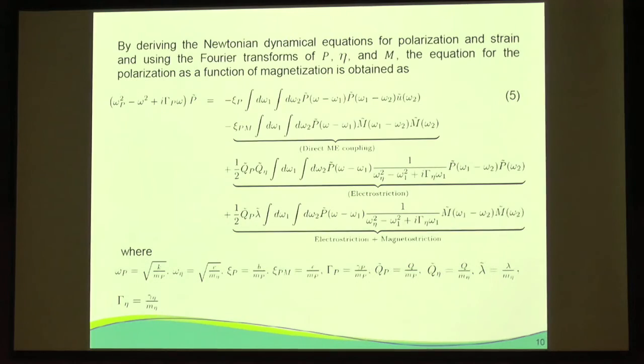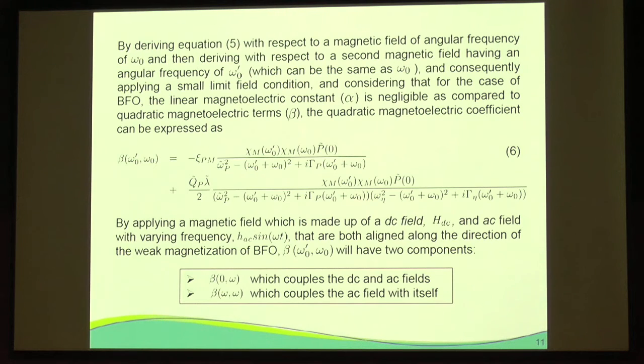So if you derive the Newtonian dynamical equations here after doing the math, you will have three different terms. The first term here that I see has the direct magnetoelectric coupling. Also, you have two other terms which involve electrostriction as well as the combination of electrostriction and magnetostriction.